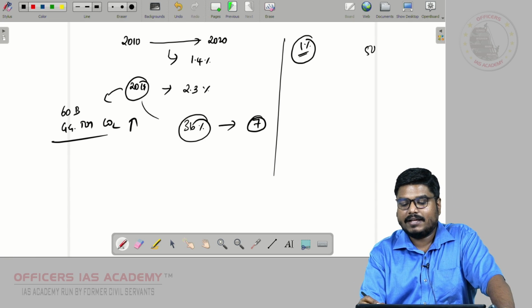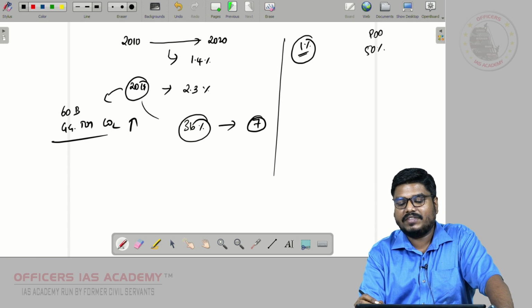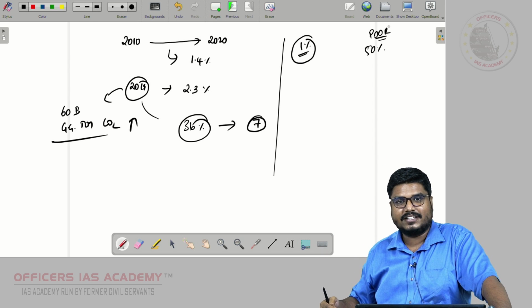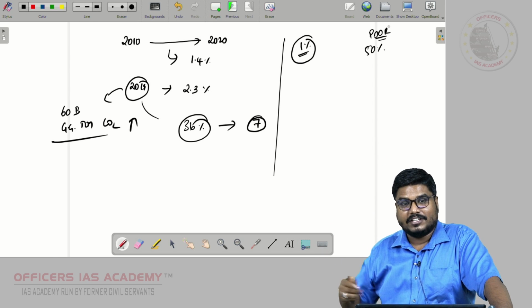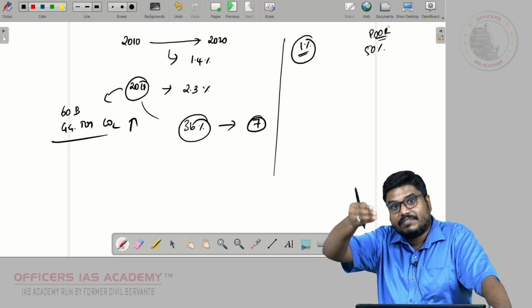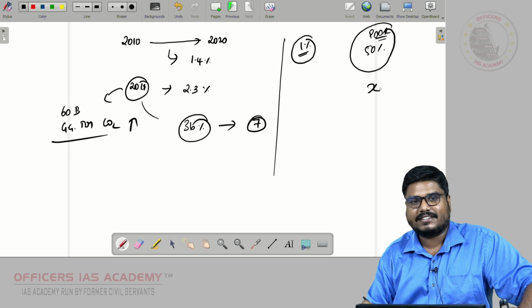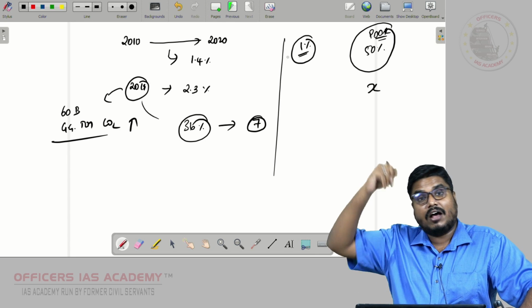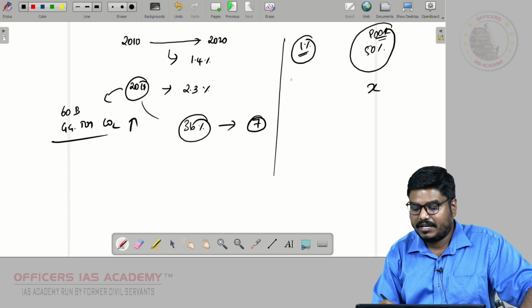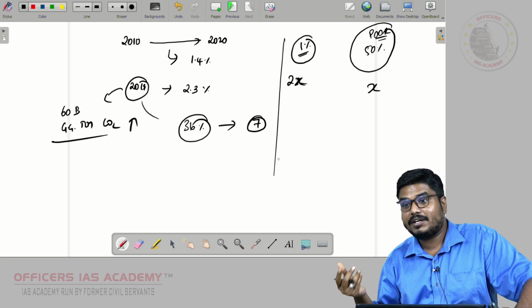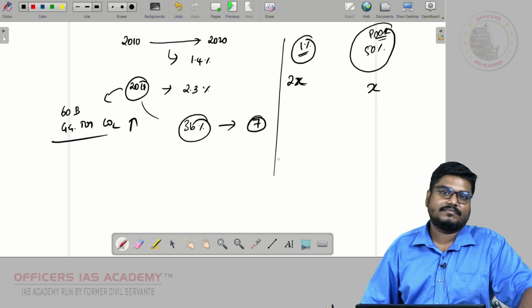You take the bottom poor 50% of the countries in the world in terms of economy. So the bottom poor 50% of the countries, how much do they emit? They emit some X. The top rich 1% of countries, they emit 2X. They emit 2 times of what the bottom 50% is actually emitting.